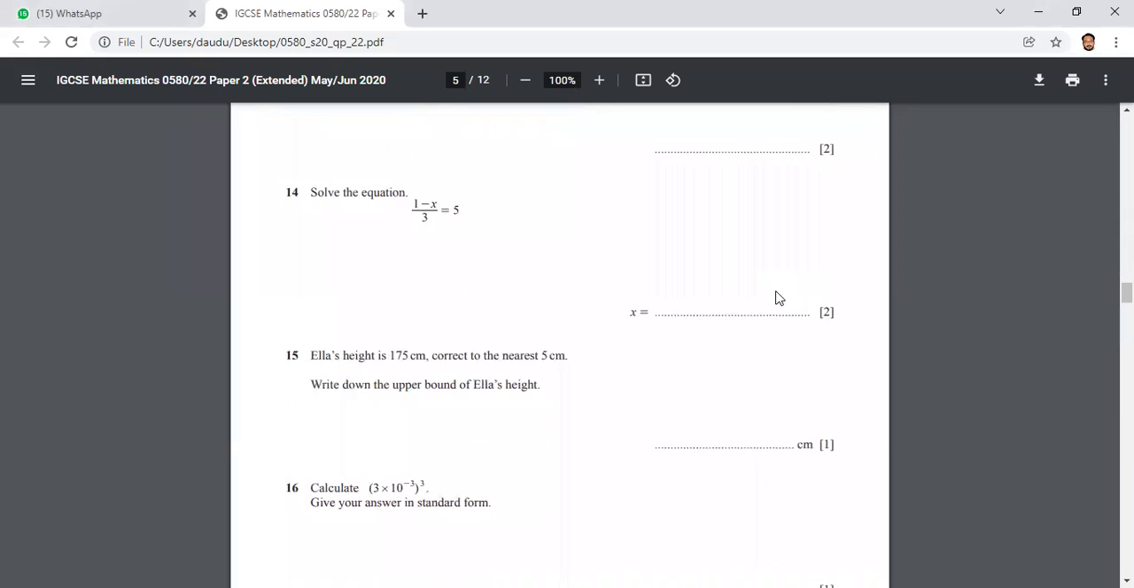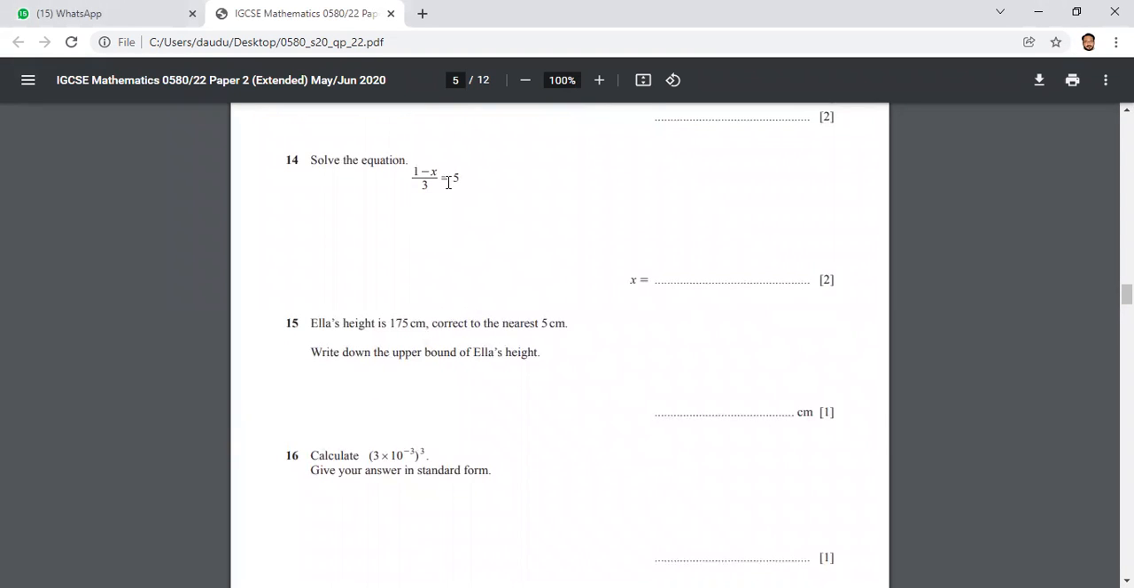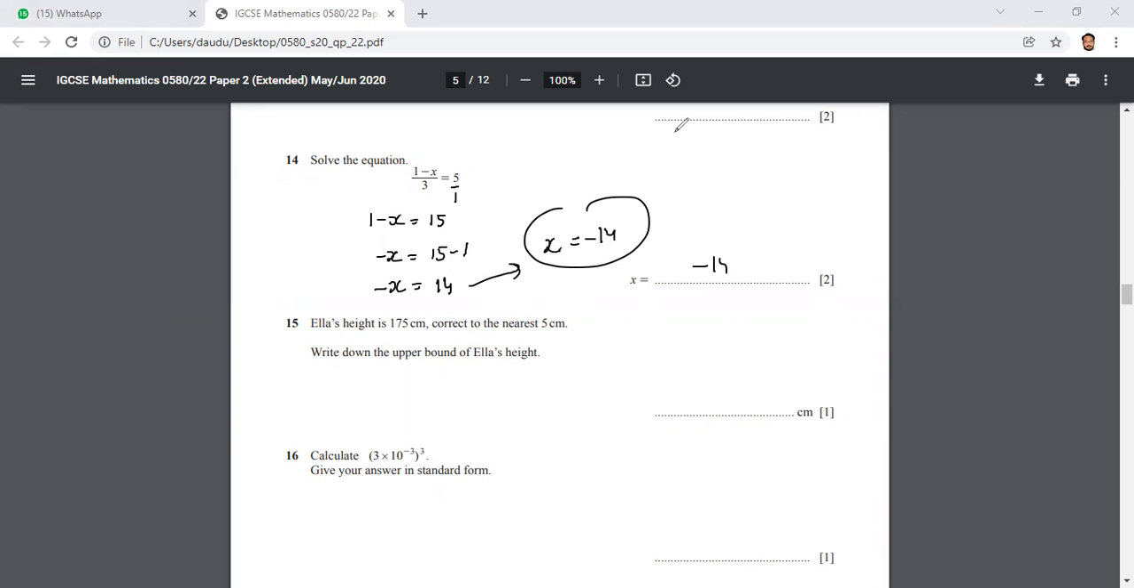Next is solve the equation, meaning they want the value of x. So let's see. Here we can use the cross multiplication method. So 1 minus x is equal to 5 multiplied by 3, 15. And then minus x is equal to 15 minus 1, which gives us 14. But we are looking for plus x, so it would be minus 14.